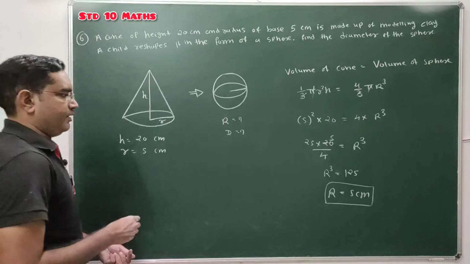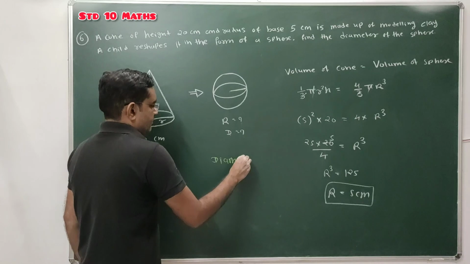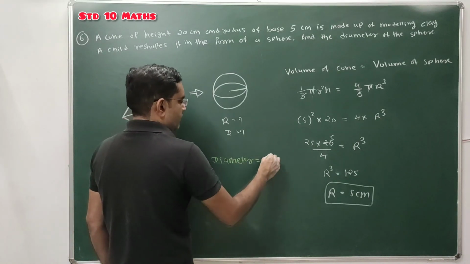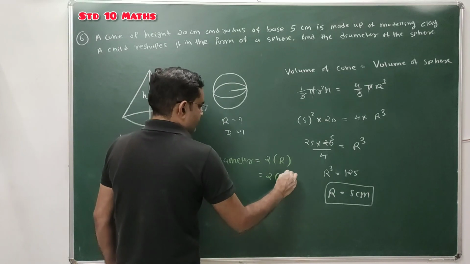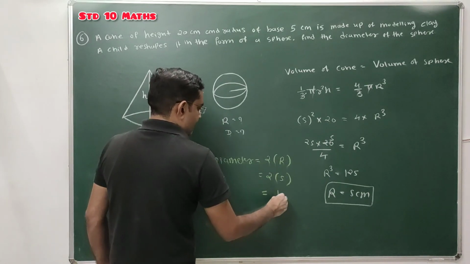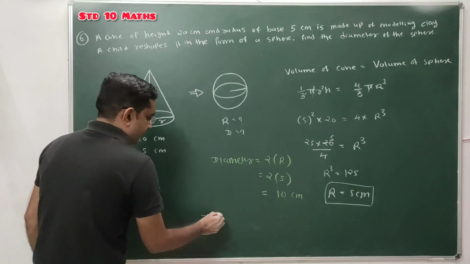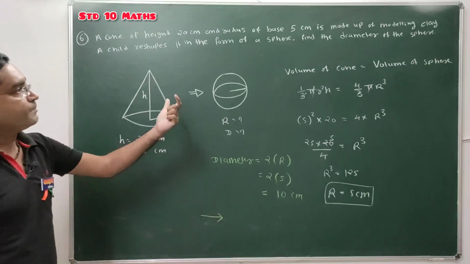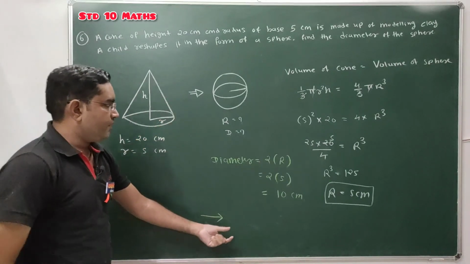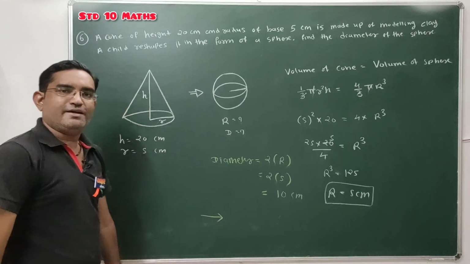We have to find the diameter. Therefore our answer: diameter of the sphere is twice its radius. Value of the radius is 5 centimeter. So diameter is 10 centimeter. Done. Now at the end of each word problem you have to write the answer. So your answer is the diameter of the sphere is 10 centimeter. Done. Pause the video and note it down.